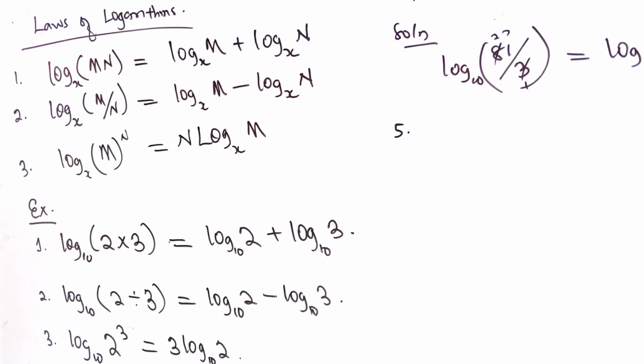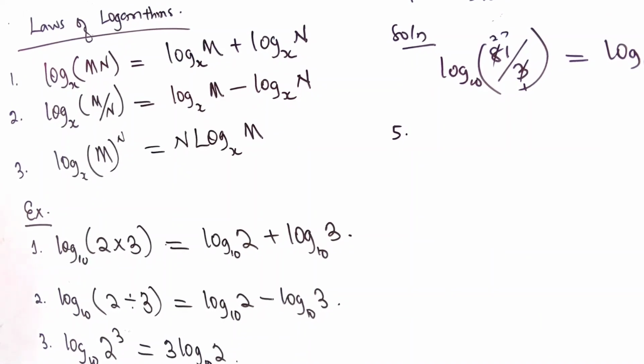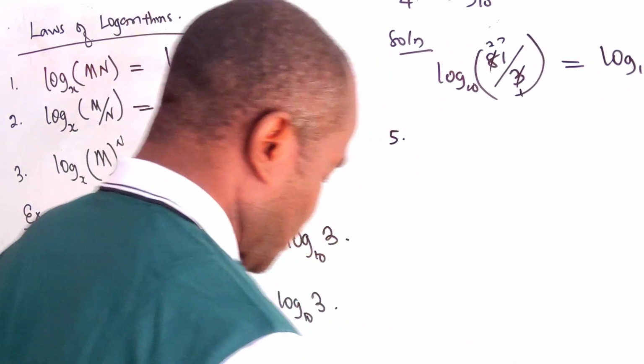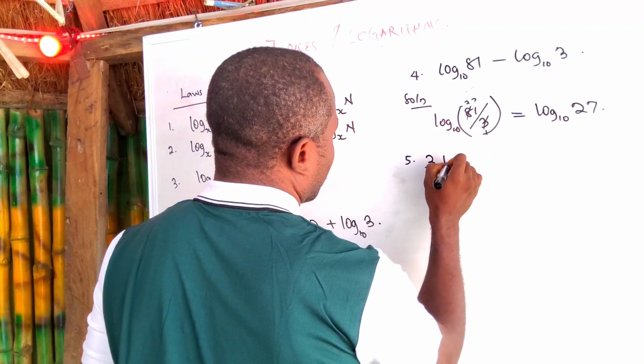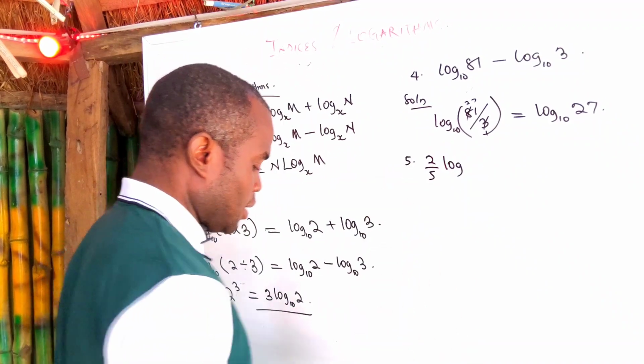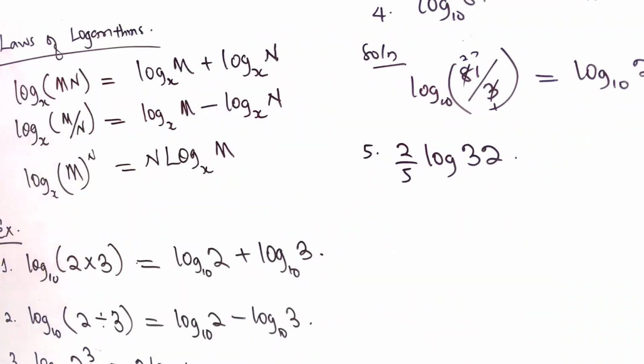Log 8. Okay, let's take this, 2 all over 3. Okay, 2 over 5. Log 32. You're being asked to simplify that.